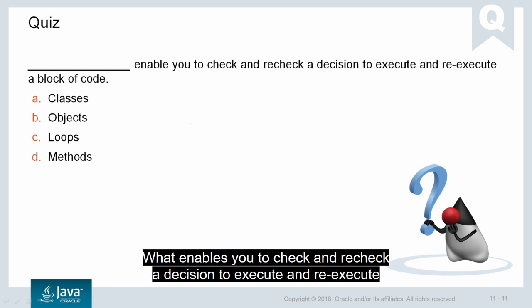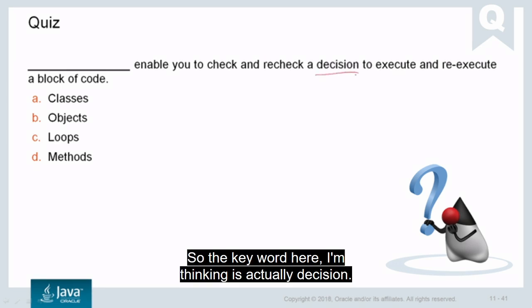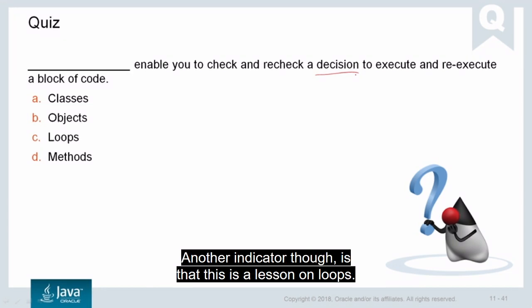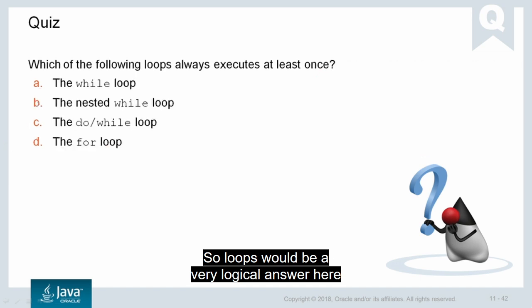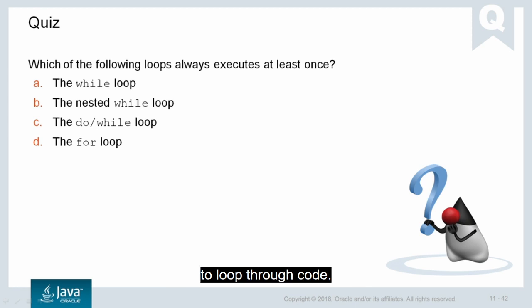Quiz time. What enables you to check and recheck a decision to execute and re-execute a block of code? Check and recheck a decision. So the key word here I'm thinking is actually decision. Reason why, because that could be based on, say, a Boolean expression. Another indicator, though, is that this is a lesson on loops. So loops would be a very logical answer here: to loop through and re-execute a block of code, or in other words, to loop through code.